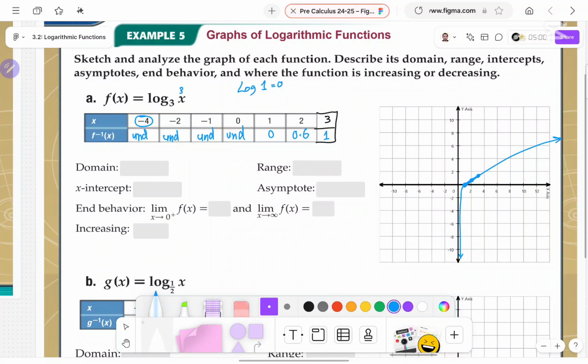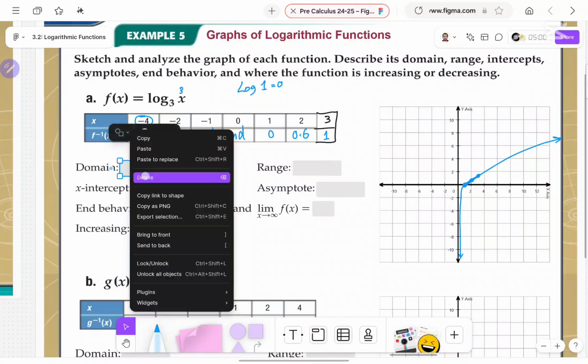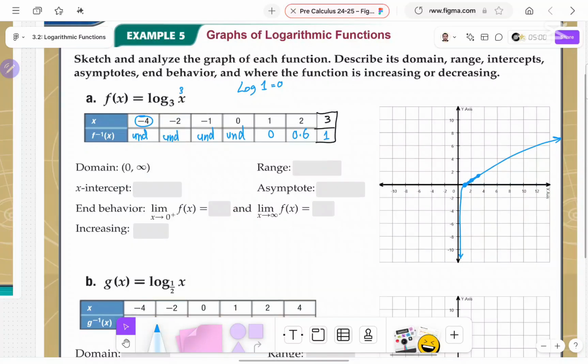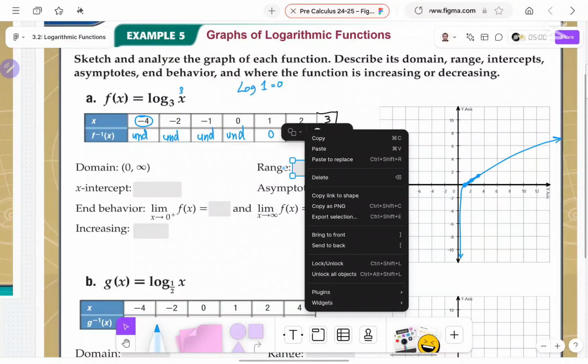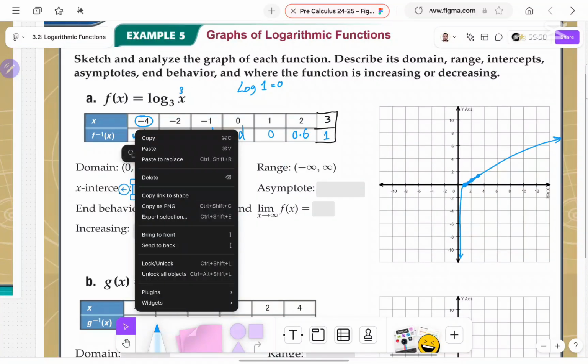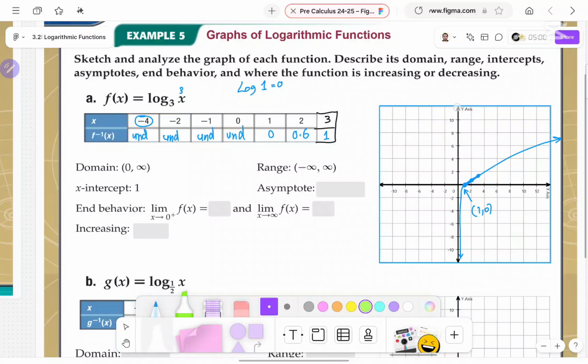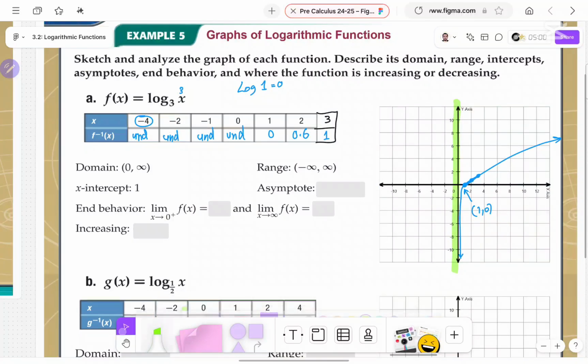Now, how about the domain for this one? The domain, from left to right, starts from 0 to positive infinity. The range goes from down to up, so from negative infinity to positive infinity. For the x-intercept, I have it at this point, which is (1, 0), so the x-intercept is 1. For the asymptote, I have it at the y-axis, so the asymptote is x equals 0, or let's say the y-axis.